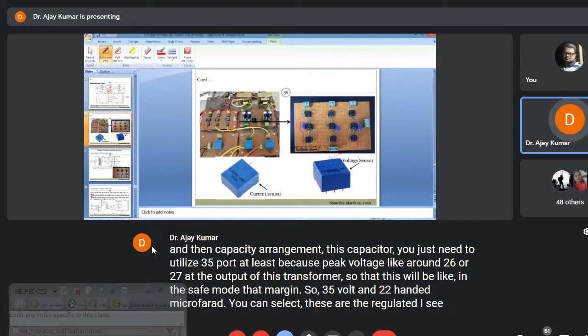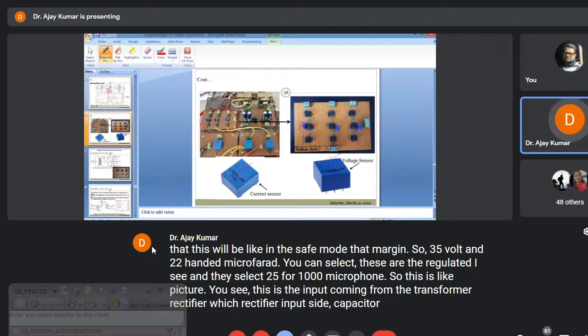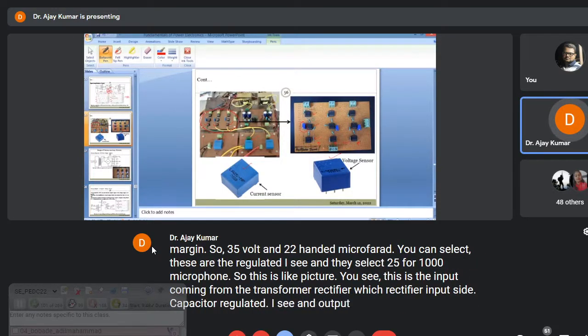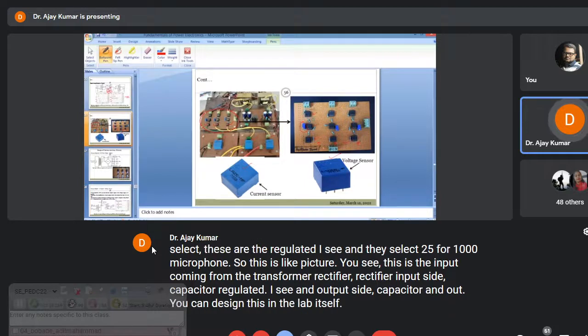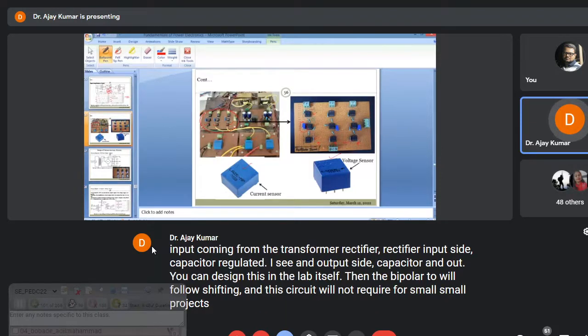See, this is the input coming from the transformer, rectifier, bridge rectifier, input side capacitor, regulated IC, and output side capacitor and the output. You can design this in the lab itself. Then the bipolar to unipolar shifting. This circuit will not be required for small projects, right? For the BTech project and for the UG project, right? So no need to worry about this.